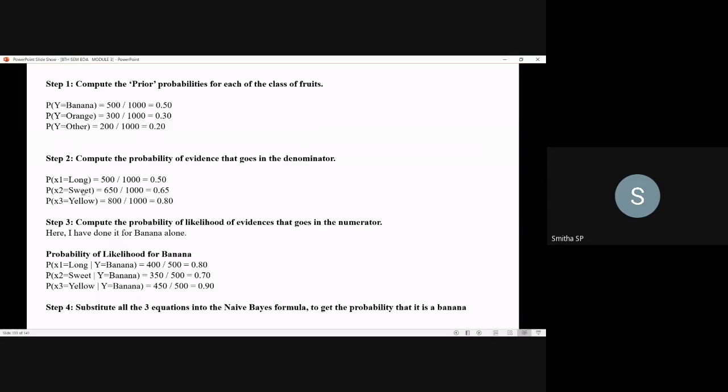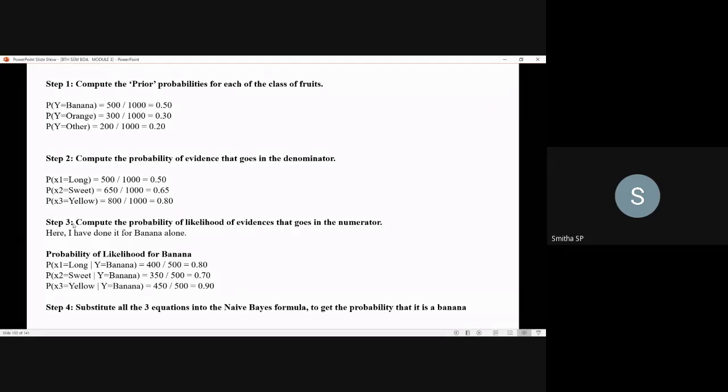Similarly for the sweet feature, you will have the value in the table as 650. 650 by 1,000, 0.65 is the probability. And similarly for the third x variable, that is yellow, the third feature, you will have 800. In the table it is mentioned as 800. So 800 by 1,000, the probability is 0.80. So now you have computed the probability of evidence.